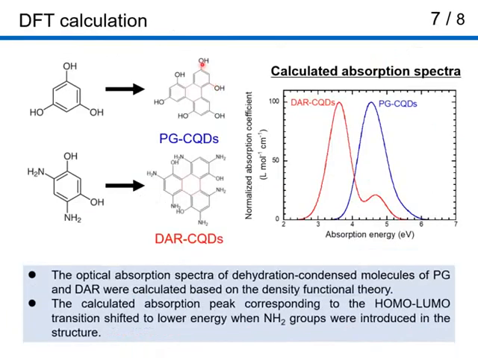The optical absorption spectrum of dehydrated condensed molecules of PG and DAR were calculated based on the density functional theory. The calculated absorption peak corresponding to the HOMO-LUMO transition shifted to lower energy when amino groups were introduced in the structure.